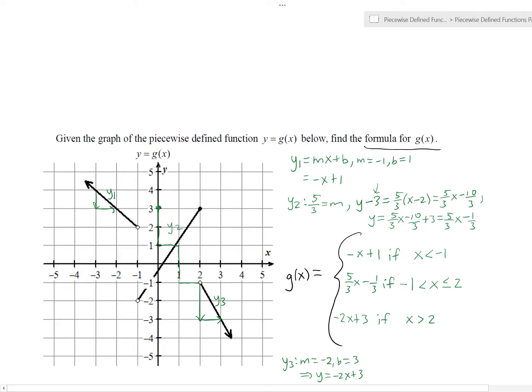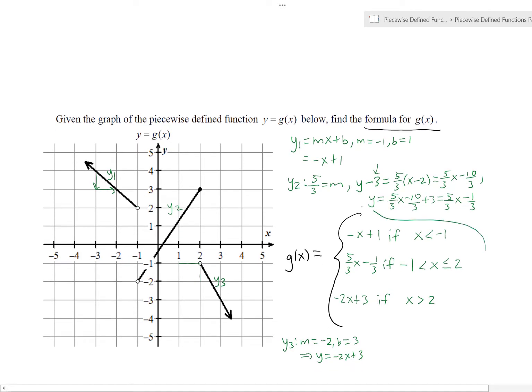And there you go. So strategy here, if you want to come up with the formula of a piecewise defined function given its graph, I always recommend first finding the different input values for which these different rules are defined, then go find the formulas for each portion of that graph. So we got our function, g of x.